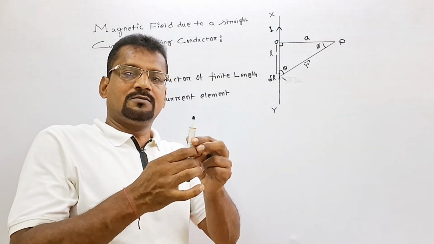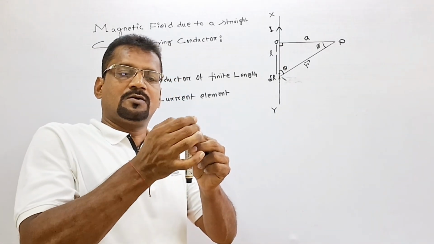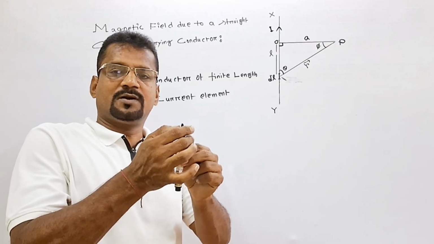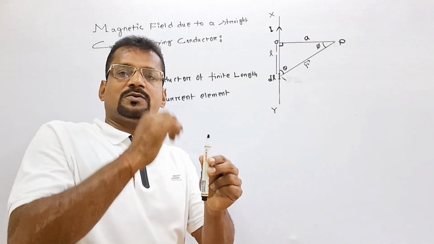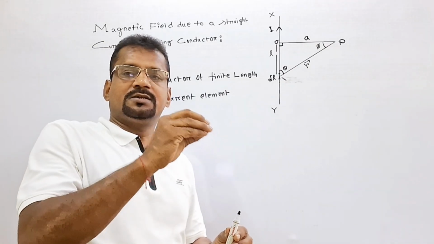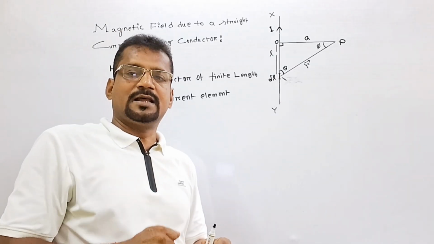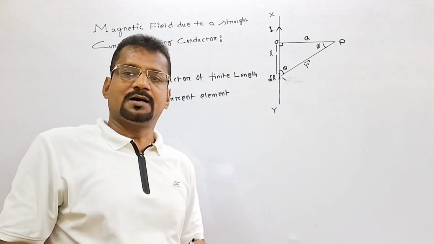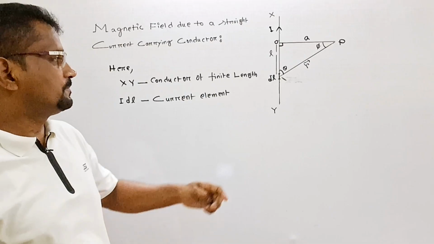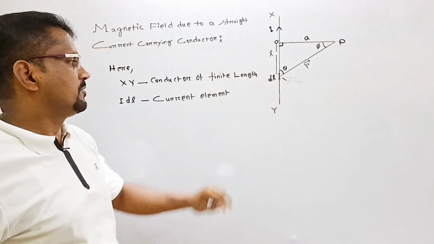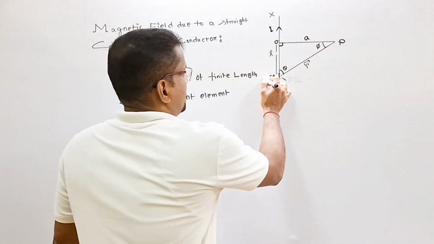So the current element is known to you. Say it's a conductor, I current flows. Consider a very small part of the conductor. Through that also I current flows. So current into that length dl, I dl, is the current element. So here we have considered the current element. Let me give here I dl.